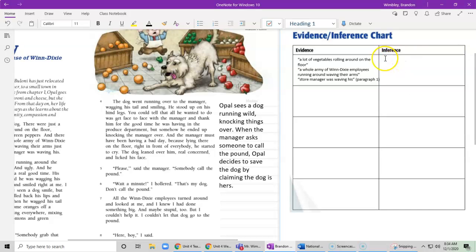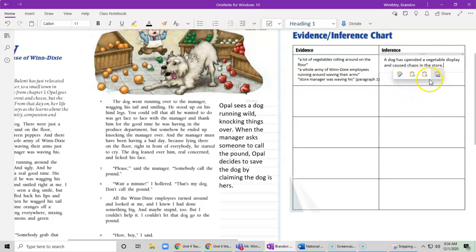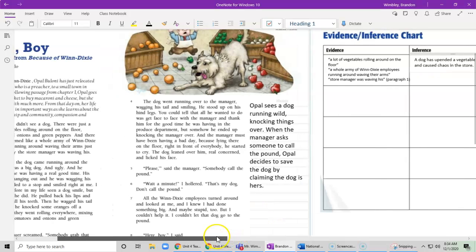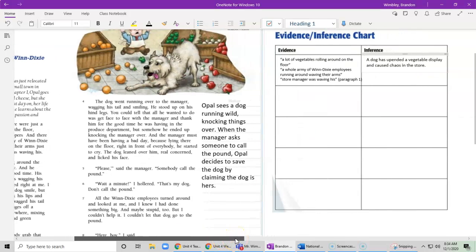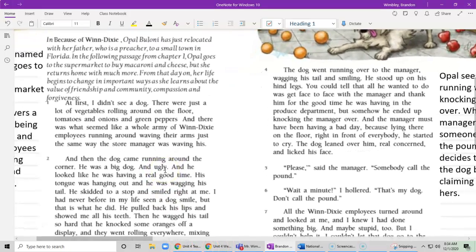Let me make our text box. So that is my inference. It doesn't actually say in that first paragraph that the dog has destroyed the vegetable stand and is causing chaos in the store. Look at it as I read it again.